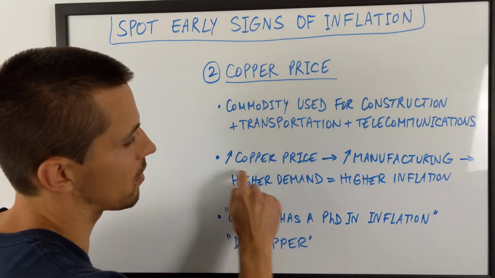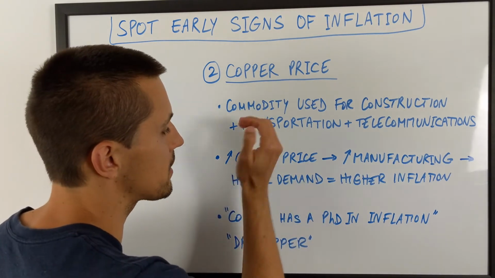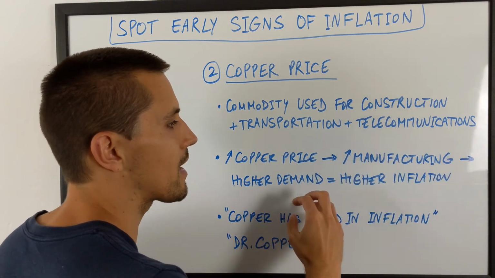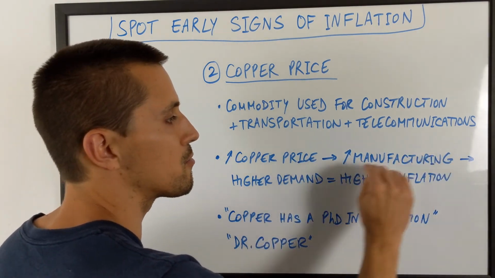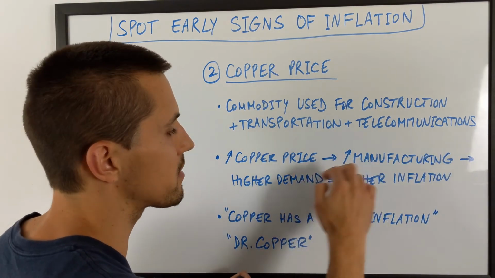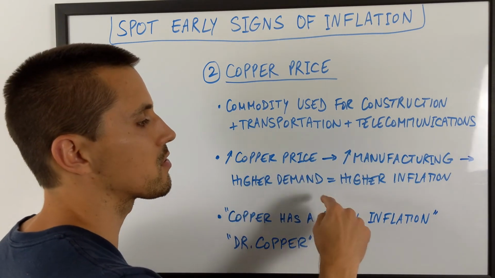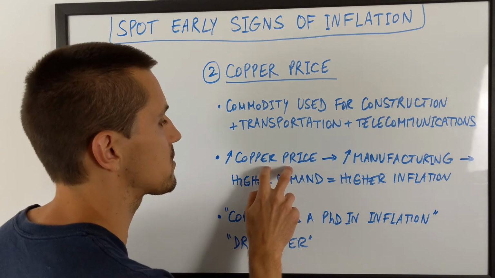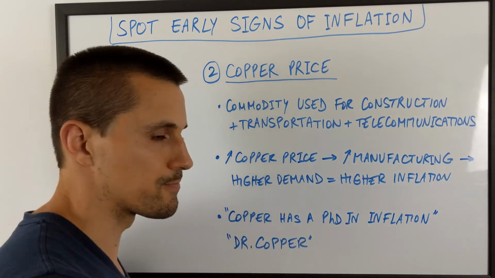So you can see that the copper price, especially when it increases, usually is an early warning sign of, first of all, the economy is doing well because we are building stuff, but in the long term it can also lead to higher inflation. That's why a lot of people watch this copper price carefully.